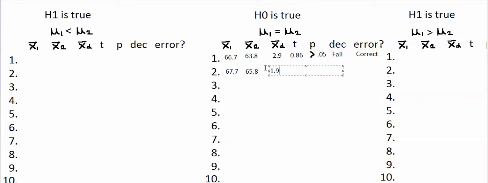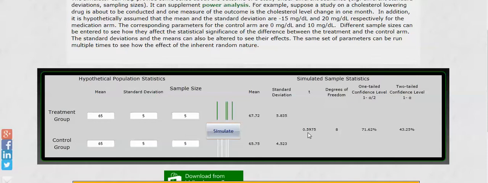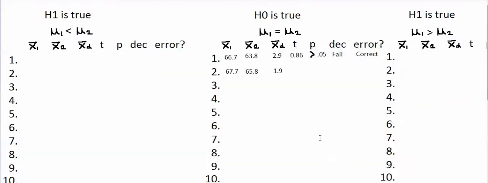Then the t-score would be whatever it came out to right here. It comes out to 0.597. So we'll put 0.59 right here. Then we have to say what the p-value of this t-score is. This t-score has been found in the second study. We have to see what p-value it has.